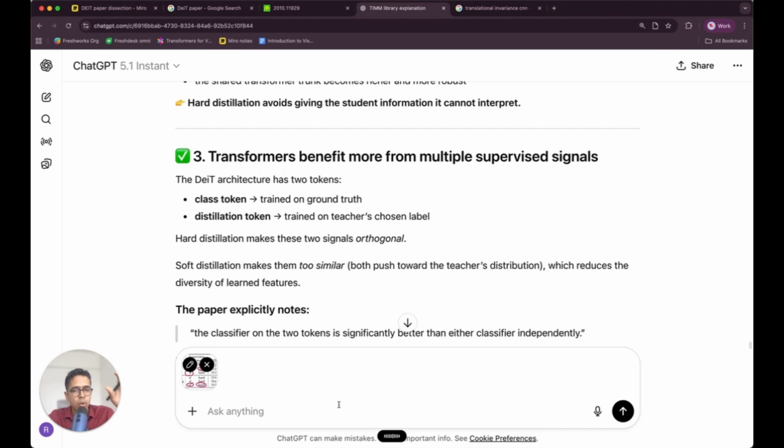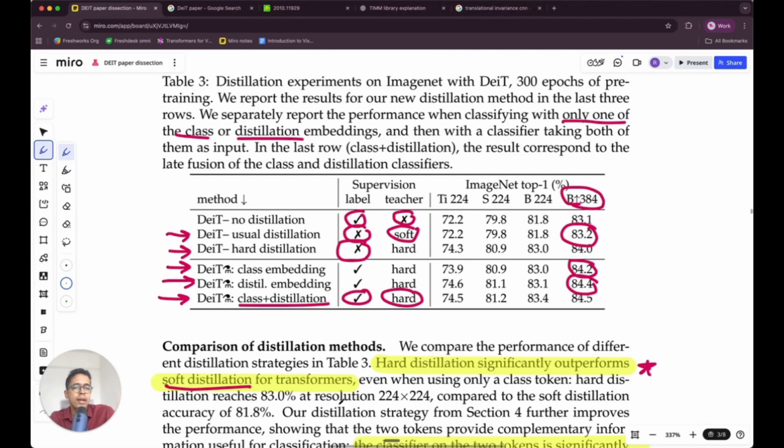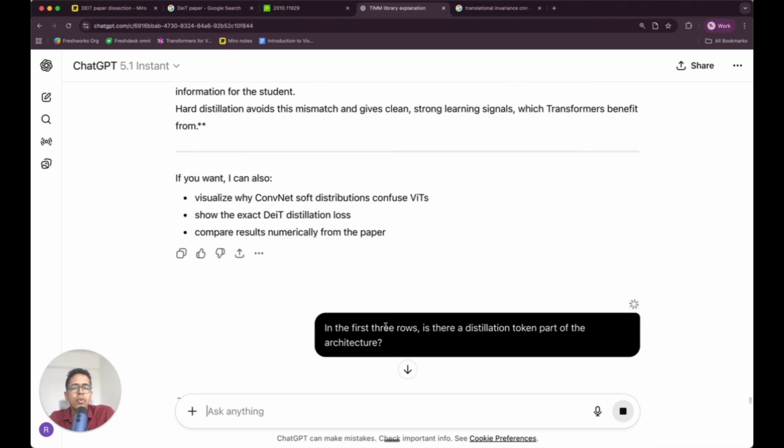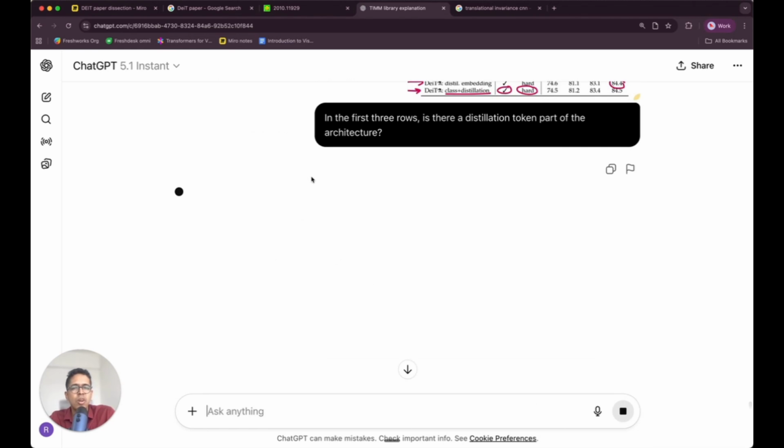In the first 3 rows, is there a distillation token as part of the architecture? Maybe the distillation token is part of the architecture. Maybe what they're doing is the distillation token is there, but for the ground truth, they are not using the ground truth data, but rather they are using the output coming from the teacher in the form of either soft label or hard label. Maybe that is what these rows mean. Because to call something a data efficient image transformer, it doesn't make sense to call a vision transformer DEIT. And when does the vision transformer become DEIT? If it has a distillation token. So I think for the first 3 rows also there is probably a distillation token, but let's see.